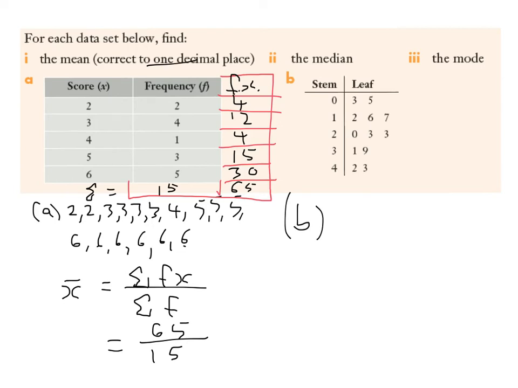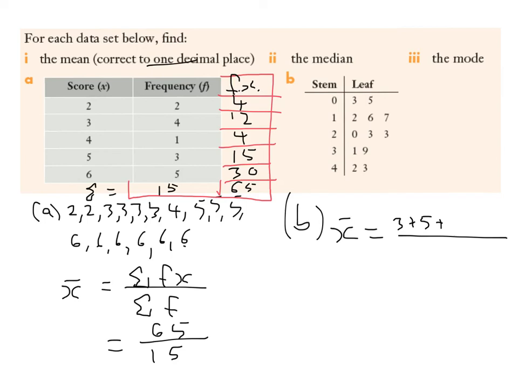Okay, for B, working out the mean. Once again, with this problem, there is only one way of doing it. It is by adding all the scores. Now remember that because this is a stem and leaf plot, that's in the stem of 0, so that's 3 and 5. Well, that makes sense. So the first two scores are 3, and I'm going to add that to 5.